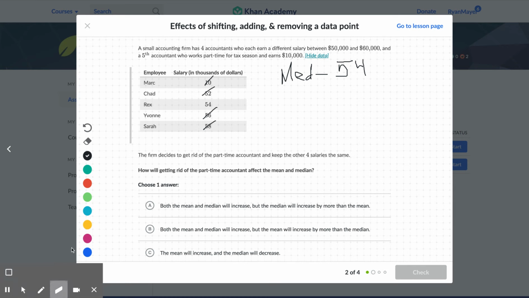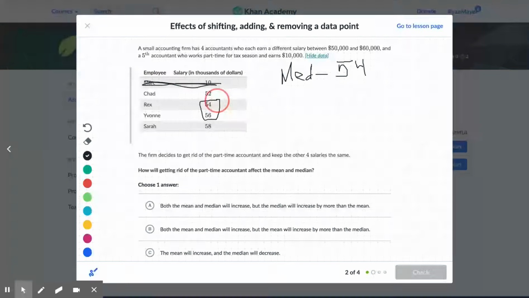Well, let me go with this. So what's going to happen is I will cross Mark out. And if I find the median of this, I'm going to notice that these two are my middle numbers, and my median is going to be 55. So you need to tell me, did my median increase or decrease?